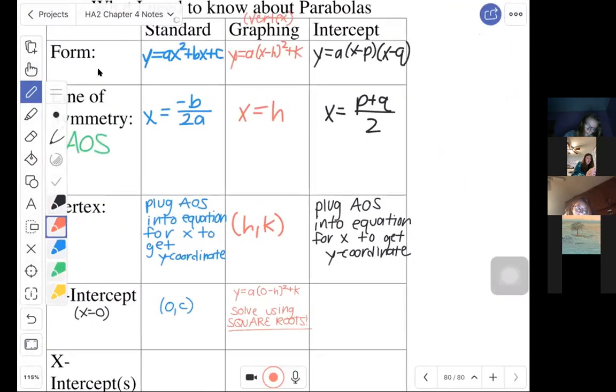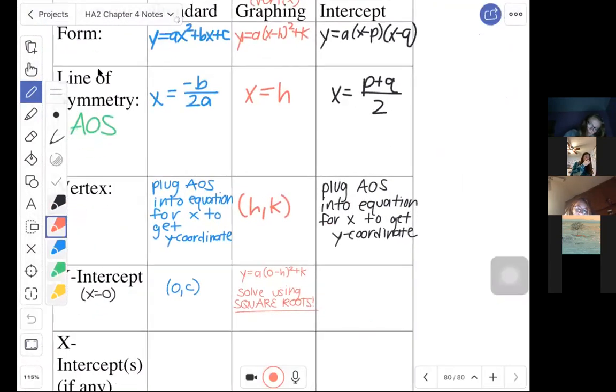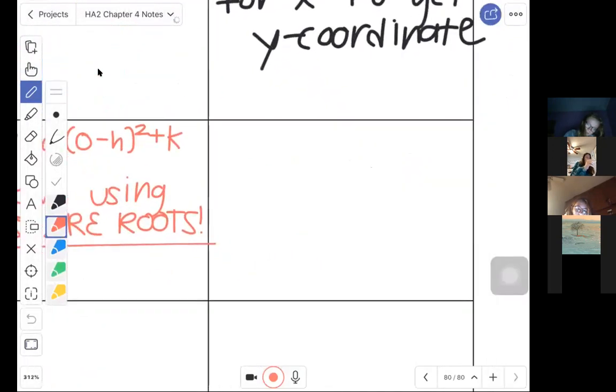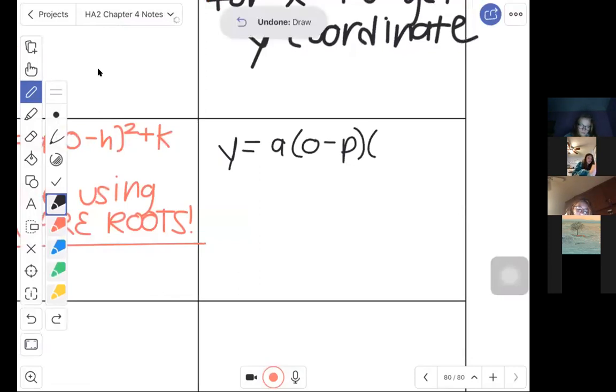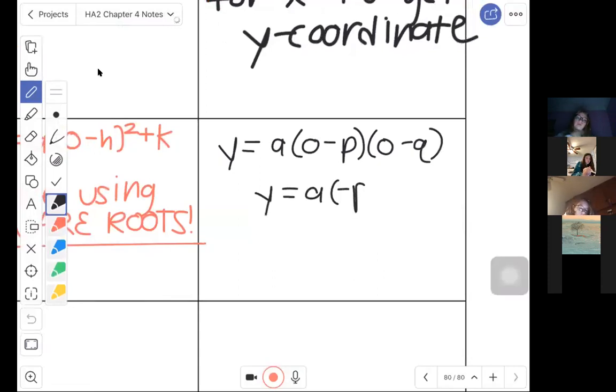Now, intercept form. We're doing the same thing. We're obviously always plugging in x for 0. So we would have y equaling a, with plugging in that 0 for those both x's, you'd end up with a times negative p times negative q. But this is the important part. We're plugging in 0 for those x's.